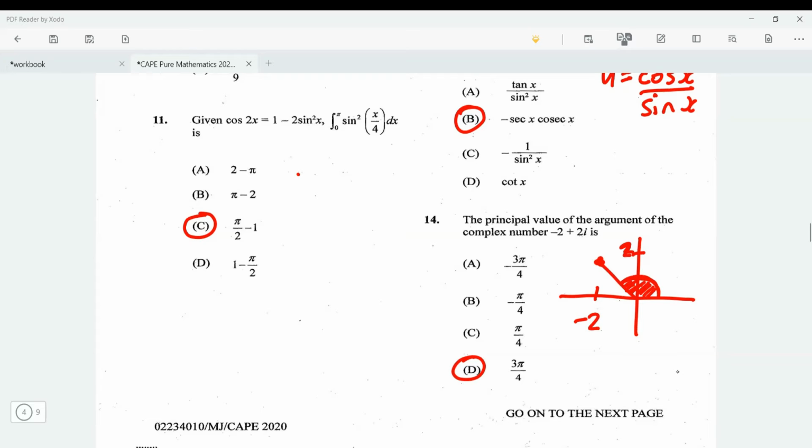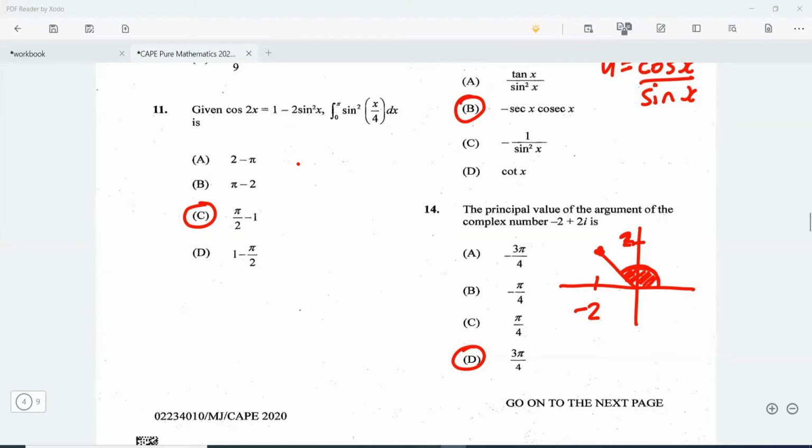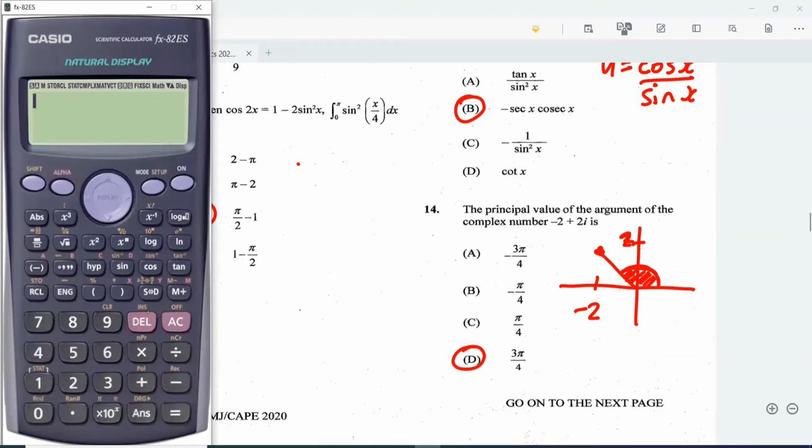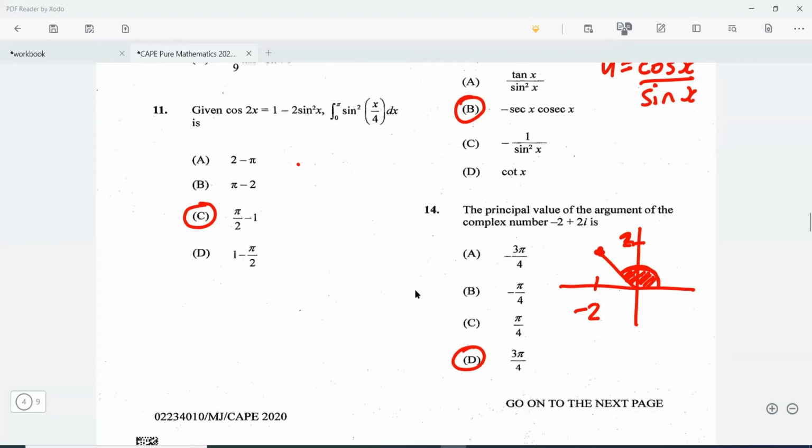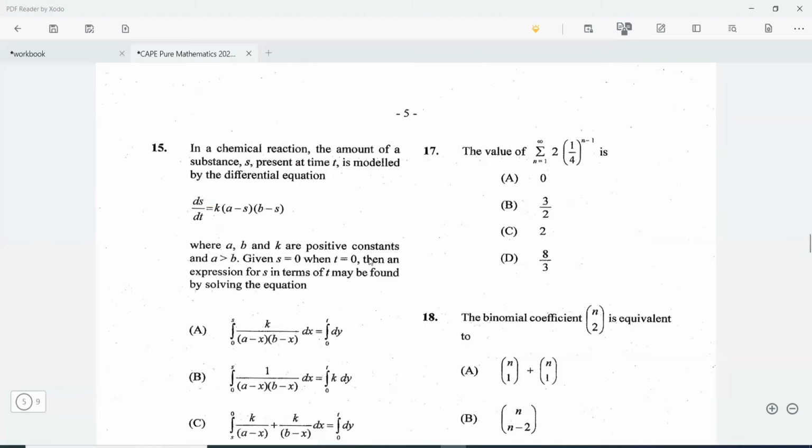All right, if you don't believe it's 3 pi by 4, you could go ahead and work it out. Remember, to find the angle in the second quadrant, it is pi plus the tan inverse of y over x. So it's pi plus tan inverse of 2 over negative 2. You go ahead and work it out. Oh, my calculator is not in radians. You always put a calculator in radians. See there, 3 pi by 4. So easy stuff that, man. Come on, man.